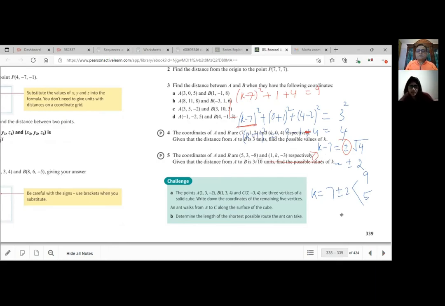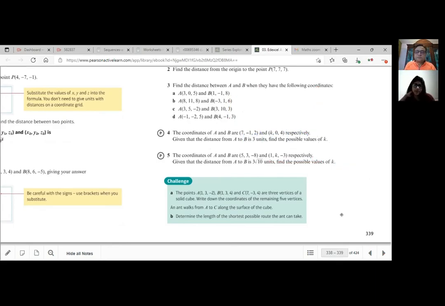The points A (1, 3, -2), B (1, 3, 4), and C (7, -3, 4) are three vertices of the solid cube. Write down the coordinates of the remaining five. So that's exactly what you were saying here in terms of A, B, and C.